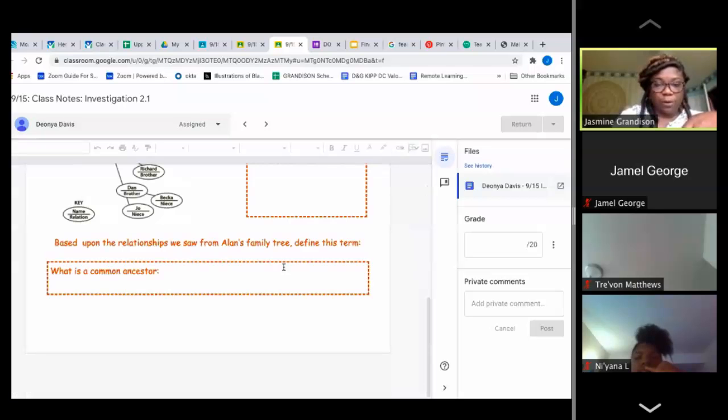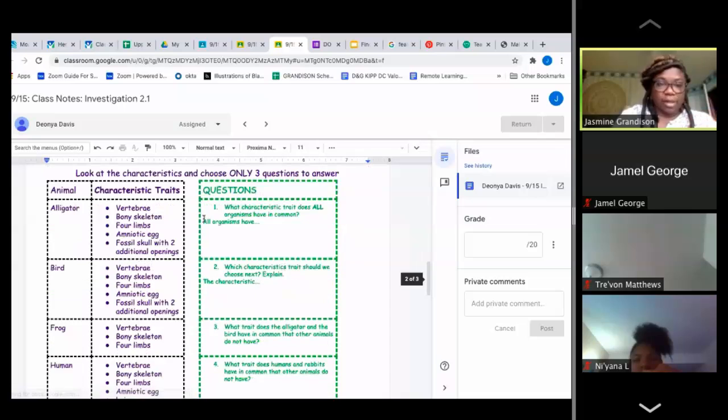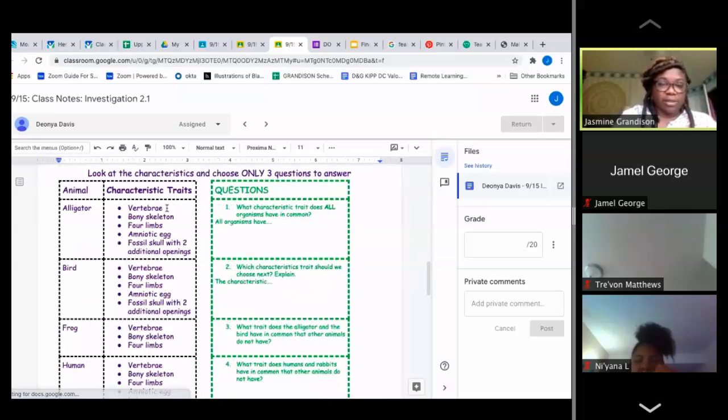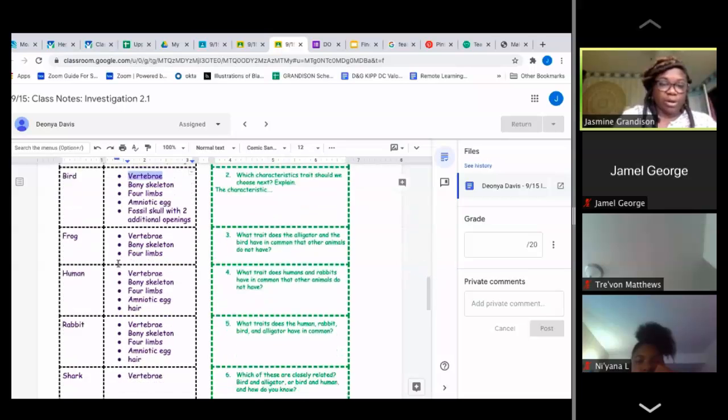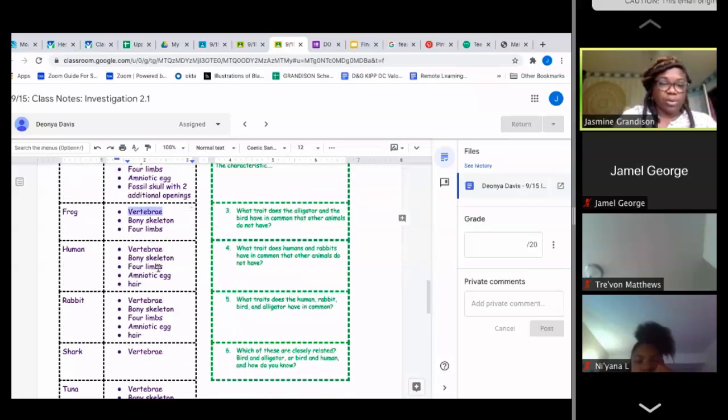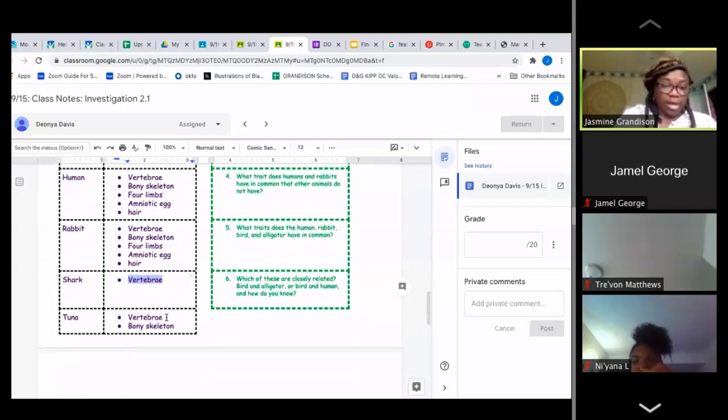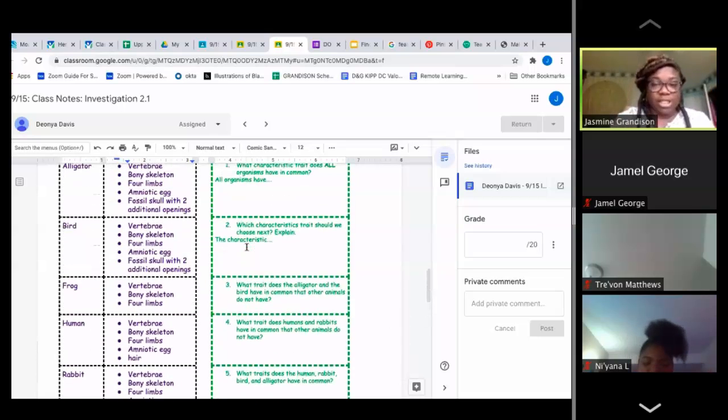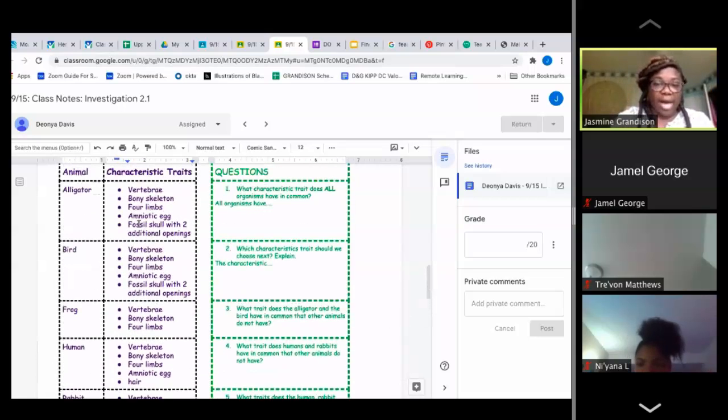So at the bottom of your paper in black, it lists out the characteristic traits that we're looking at. Everyone should have noticed, oh, vertebrae in the alligator. There's a vertebrae in the bird. The frog has a vertebrae. The human has a vertebrae. The rabbit has a vertebrae. Shark, only thing they got is the vertebrae. And then the tuna. We're not saying this is the only thing they have, but based upon the chart in front of you, that's what we asked for question number 1. What do they all have in common? Please make sure you wrote that down for question number 1.